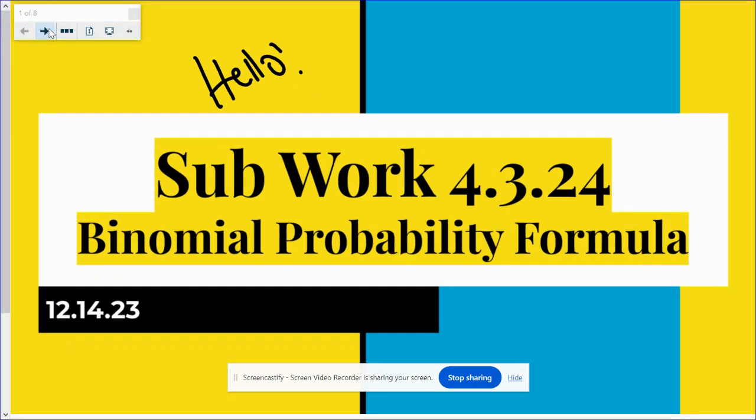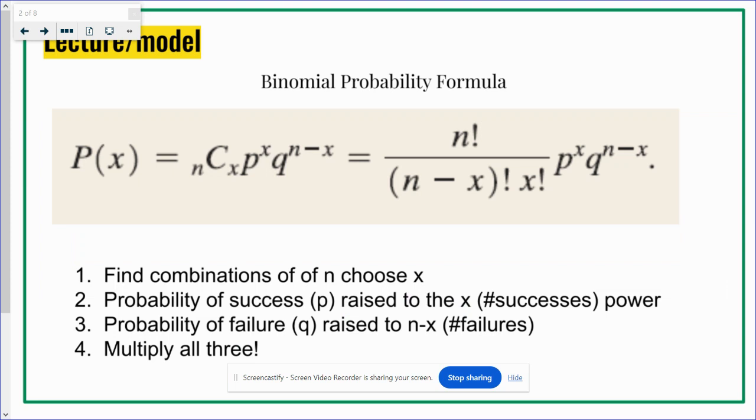In this video, we will be reviewing the binomial probability formula, which I know is not everybody's favorite, but let's get to it. Binomial probability is basically if you have the probability of success and failure, you can find the probability that you will get X number of successes in a certain number of trials, which would be N.